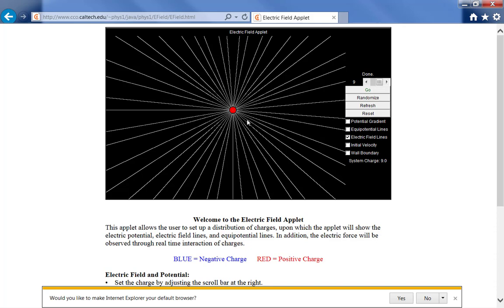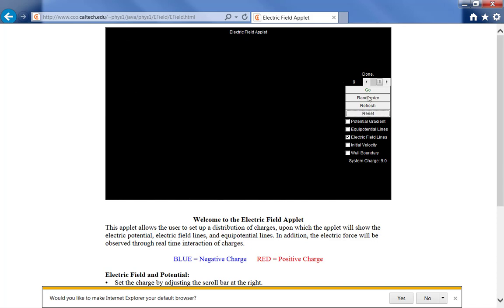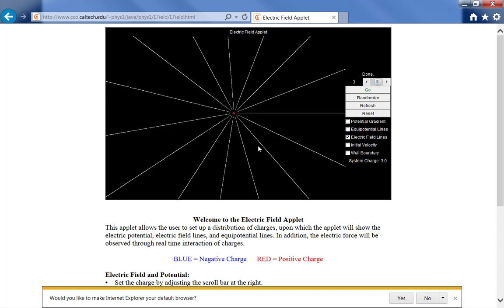Okay. And we can see there are a ton of lines here. I'm not going to bother to try to count them. If we reset and go for a smaller positive charge, here's a 3, you can see same basic shape. It still looks like all the lines are going radially outward, but there are fewer of them, indicating that this is a smaller charge.